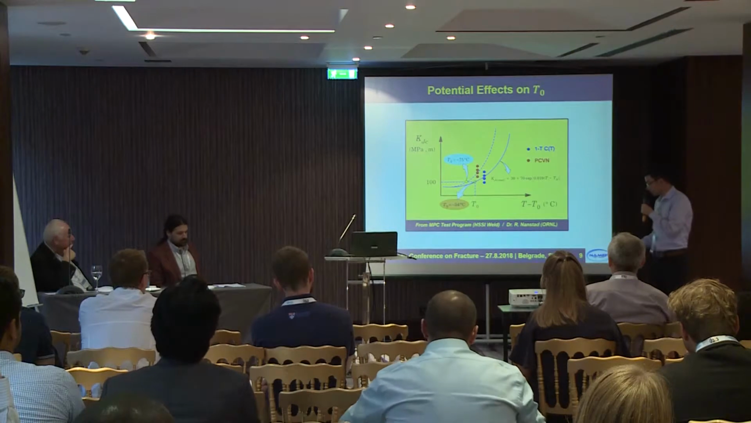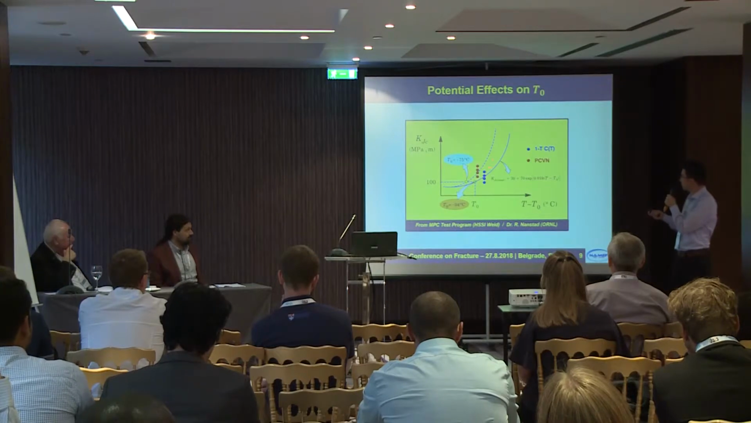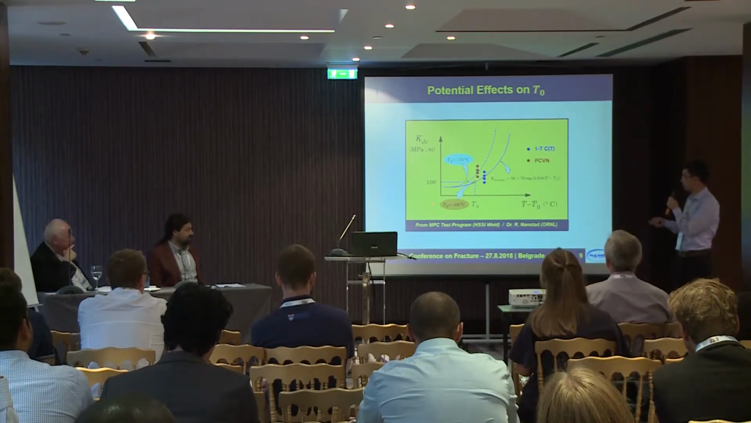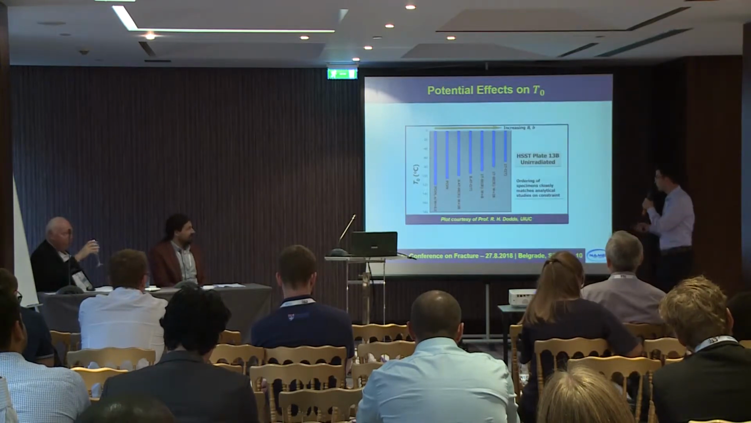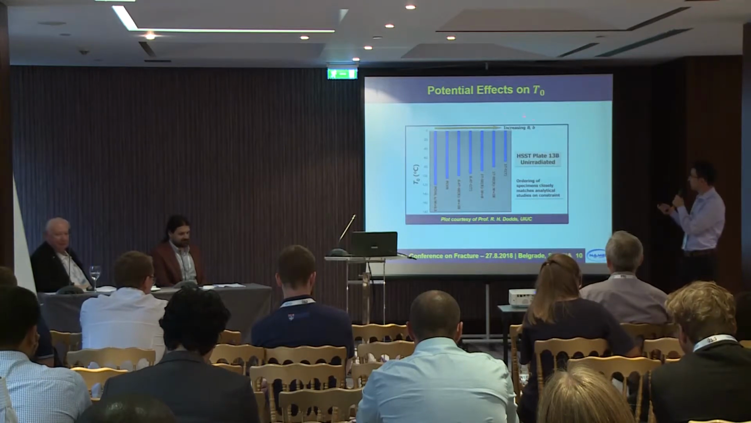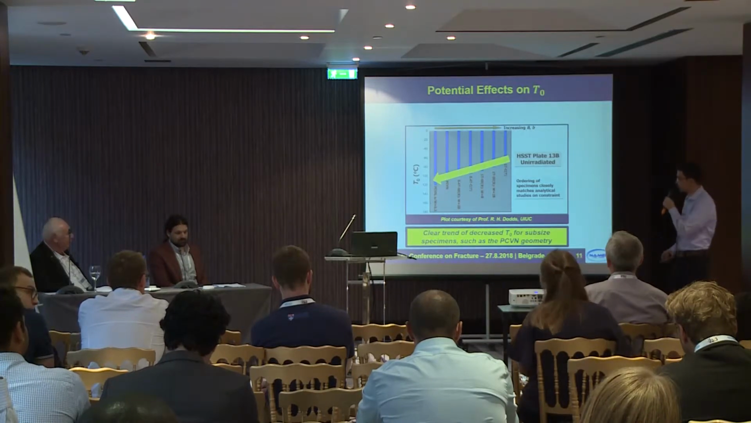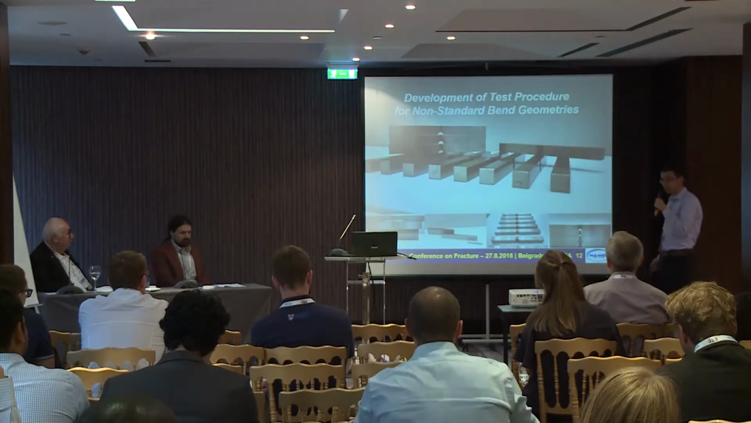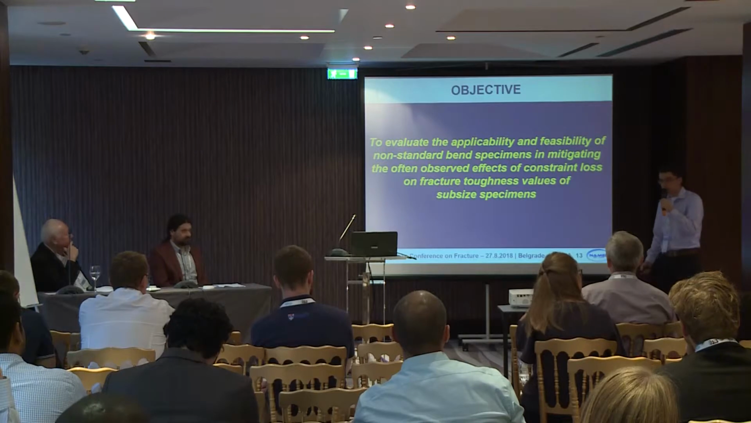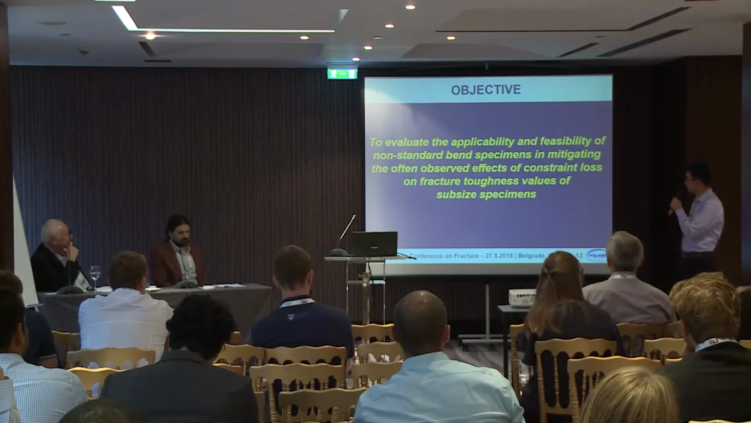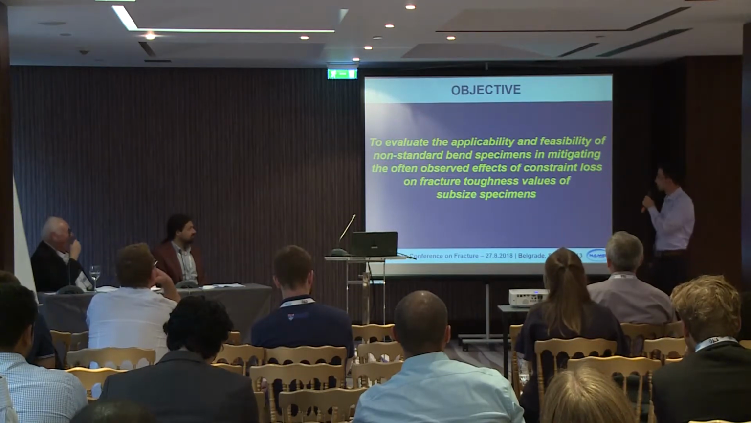Research shows that specimen dimension has potential influence on T0. For example, PCVN specimen tends to show a smaller T0 than 1T standard specimen. And in this picture, we can see in more detail this influence. As you can see, as the specimen dimension decreases, the reference temperature also decreases by this trend line. Motivated by these observations, this study evaluates the applicability and feasibility of non-standard bend geometries in mitigating the often observed effects of constraint loss on fracture toughness values of sub-sized specimens.